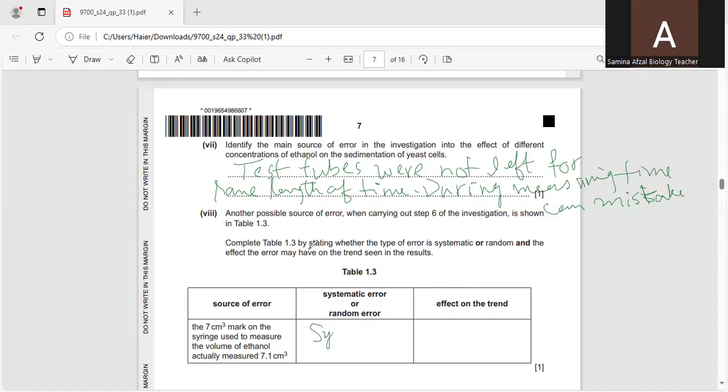Sometimes it can happen that you are not taking care of it. So in this way, you have to take more or less, but it is systematic. We will write systematic, that is, you have not used the syringe properly. So effect on the trend: it will not affect the trend because it is a very small quantity which you have used, which you have taken, in comparison to other test tubes.